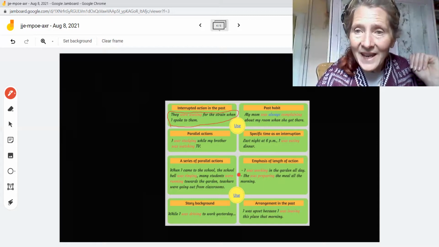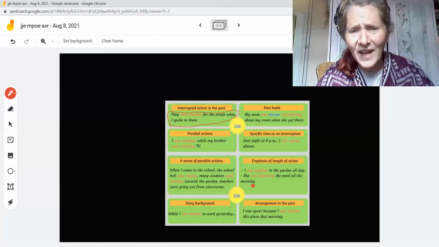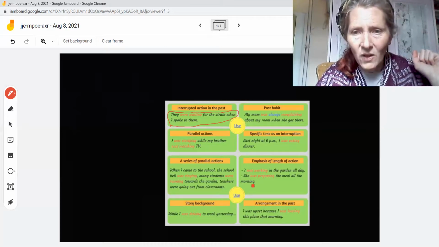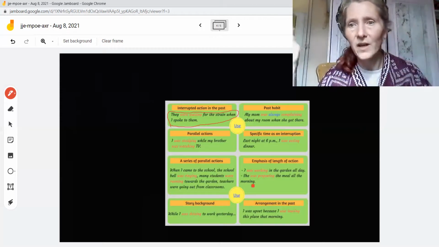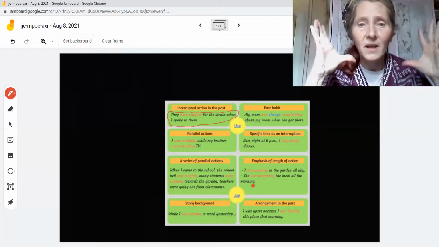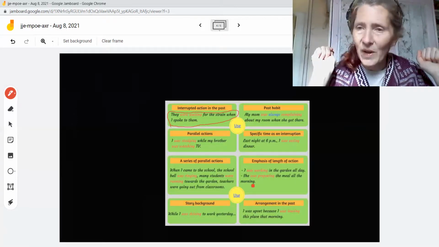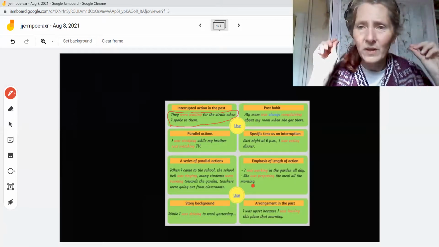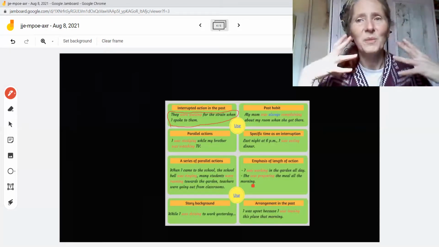Emphasis on a length of action. Okay, so I was working in the garden all day. She was preparing the meal all morning. So these things that continue throughout, for the entire duration of a specific time, you can use the past continuous. Okay, it just gives a little bit more emphasis rather than saying, I worked in the garden all day. Oh, I was working in the garden all day. It just sounds a bit more descriptive.